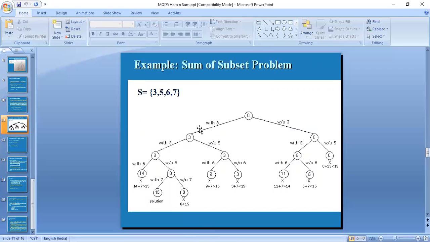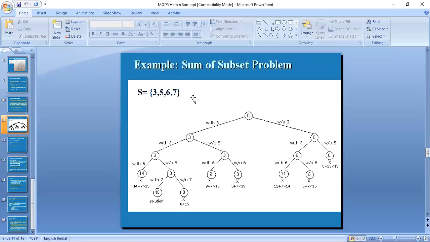Now we will go with the element 3. When you go with element 3, what happens? The S dash value in your node will be changed. The change will be based on whether you are including the item or excluding the item. If you are including the first item, 3, what is 0 plus 3? 0 plus 3 is 3. Got it?